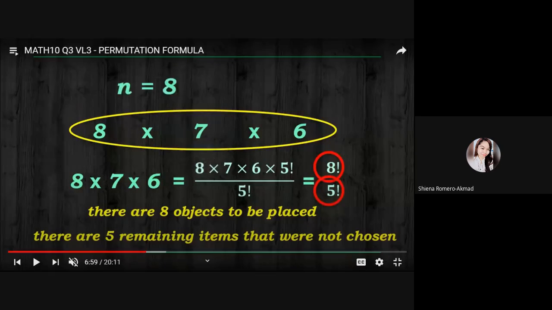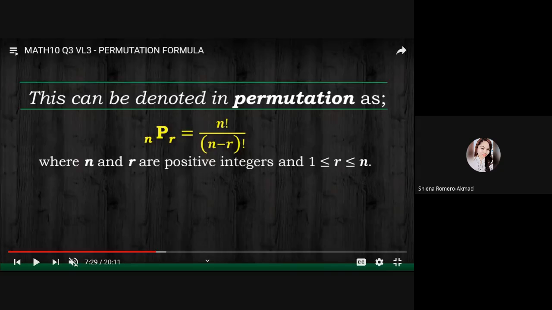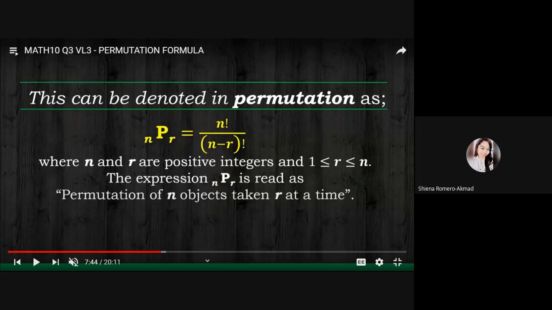Oh, ayan, sana. So we let n be the number of items, r be the number of chosen items. So in permutation, this is the formula. That's permutation of n taken r at a time is equal to n factorial divided by n minus r factorial, where n and r are positive integers. Remember that it is a positive integer. At yung r natin is greater than or equal to 1 or less than or equal to n. Okay? Then the expression, yung NPR, is read as permutation of n objects taken r at a time. Okay?